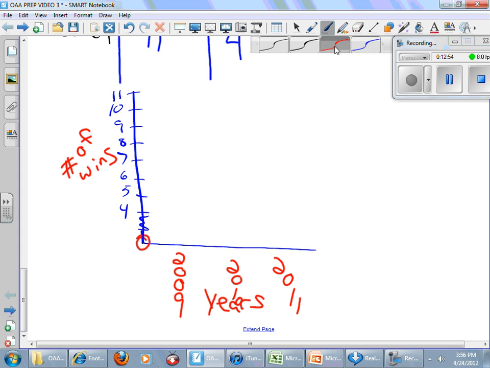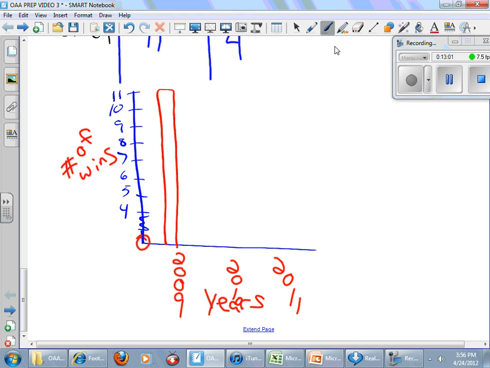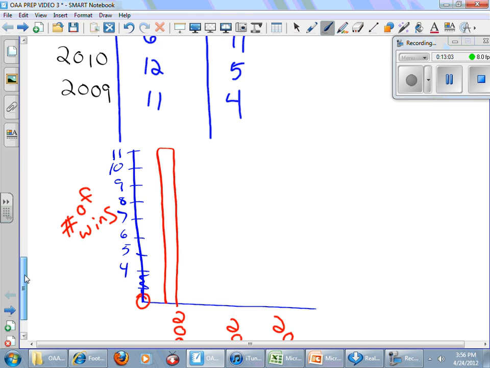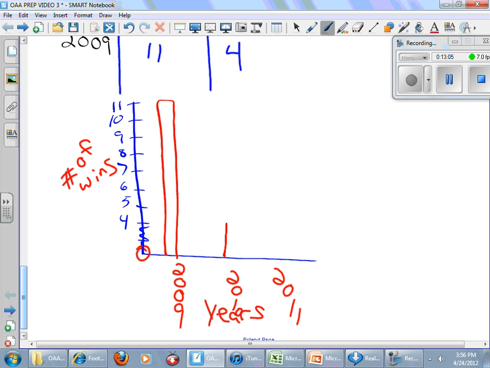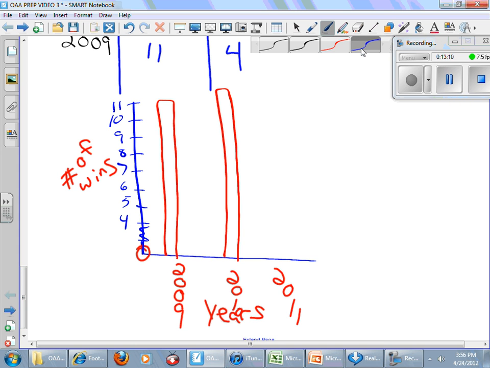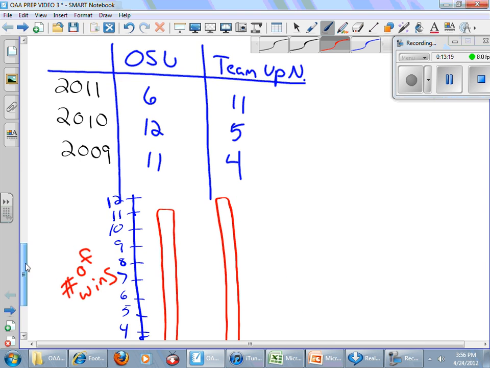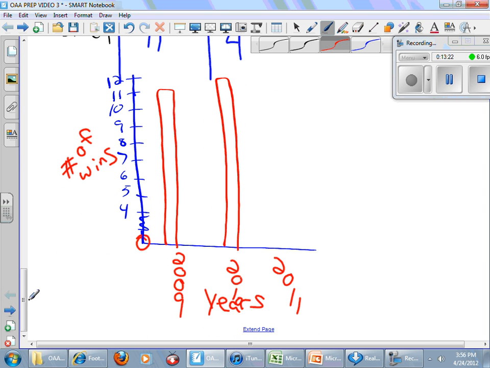Now I'll do like this for Ohio State. In 2009 they had 11 wins. So I'll have a bar going all the way up to 11. And then they had the year after 12 wins. I guess I should make that go up to 12 there. My mistake. I'll have to fix that really quick. It won't take long. Go up to 12. And then, of course, I would do 6 wins in 2011. Okay, like that. All right, now I have to do the team up north.